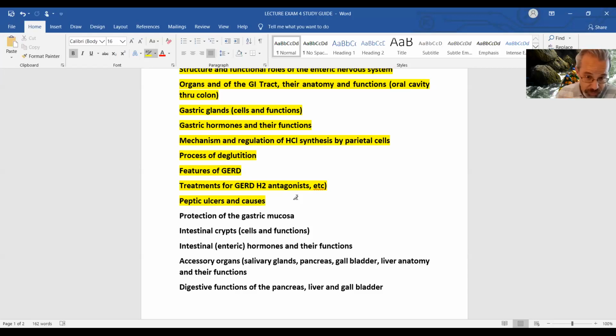What are the causes? Remember, one of them is H. pylori. And you should know why H. pylori is able to thrive in the stomach, whereas most bacteria cannot.